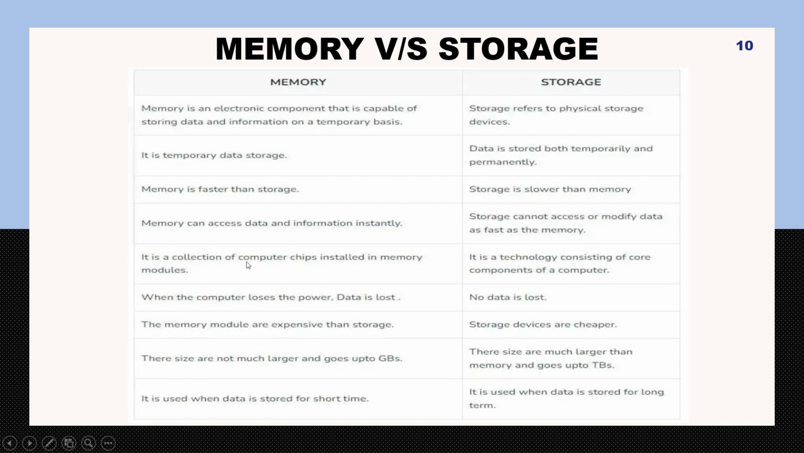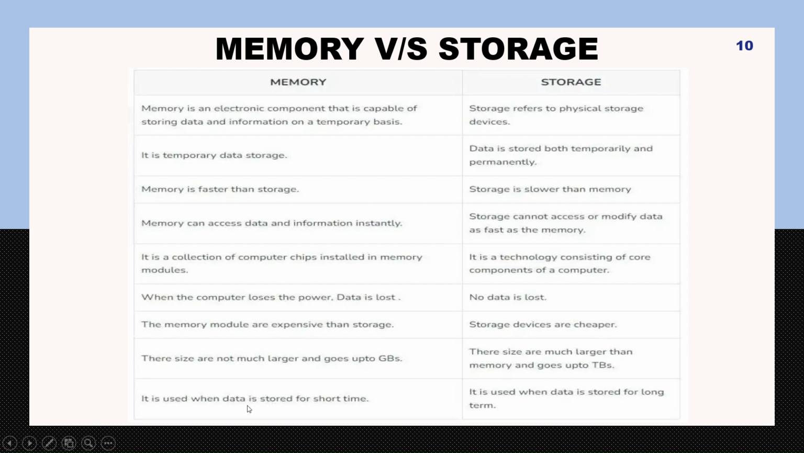Memory is a collection of computer chips installed in memory modules. Storage is a technology consisting of four components of a computer. Data is lost when the computer loses power in memory. No data is lost when the computer loses power in storage. Memory modules are more expensive than storage. Storage devices are cheaper. Memory size is not much larger and goes up to GBs. Storage size is much larger than memory and goes up to TBs.